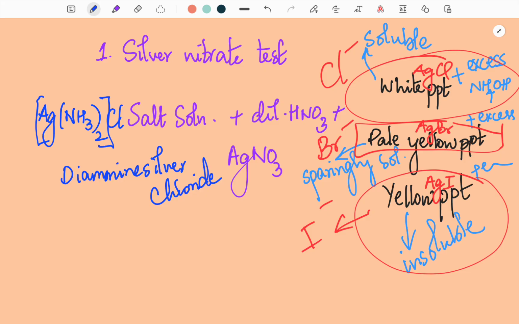So this is a coordination complex, and for the grade 11 students, you will learn about coordination compounds next year, so you don't need to worry about it right now, but you can just make a note of this and learn it for your viva. Now, the next few tests.